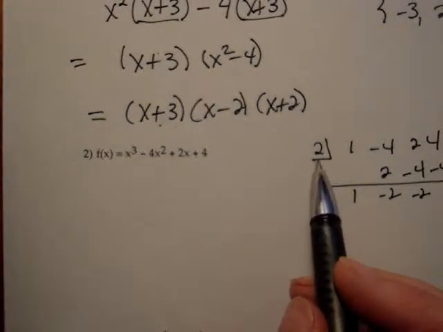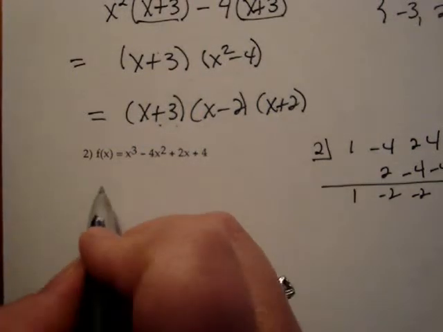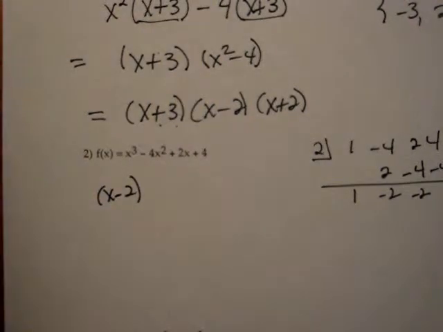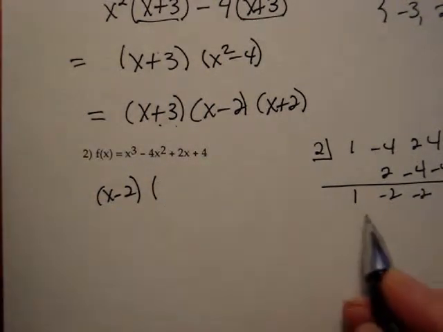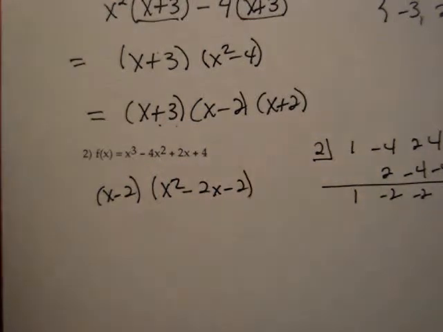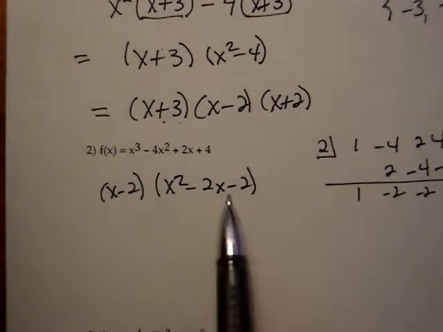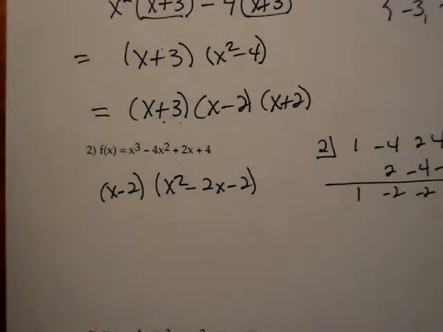Okay, so that means x equals 2 is a 0, which means that x minus 2 is a factor. And now what's left is x squared minus 2x minus 2. Okay? Then, can I factor this quadratic that's left? No, can't factor that.